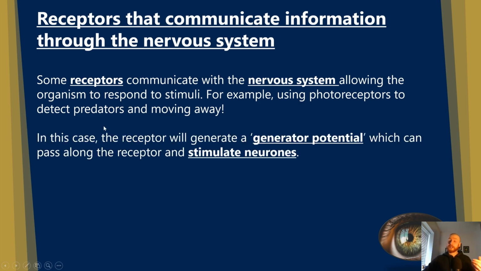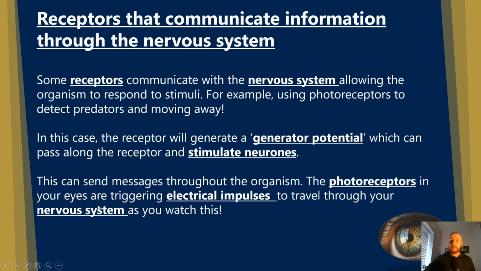Now, in the case of the organism moving away from the predator, the receptor will generate what we call a generator potential. If you want more information on this, check out my videos on the nervous system, where I go through how electrical impulses pass through neurons. This generator potential can pass along the receptor and then it can stimulate neurons, which are the cells of the nervous system. Now, this can send messages throughout the organism, and the photoreceptors in your eyes right now are triggering electrical impulses going through your optic nerve to your brain as you watch this video.